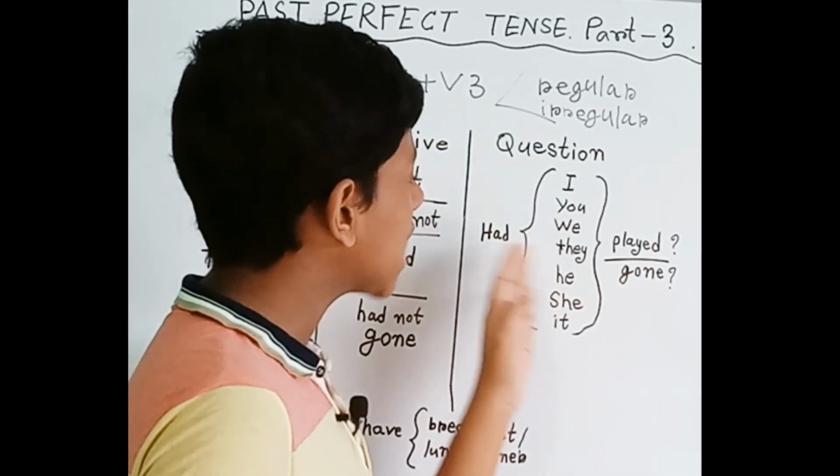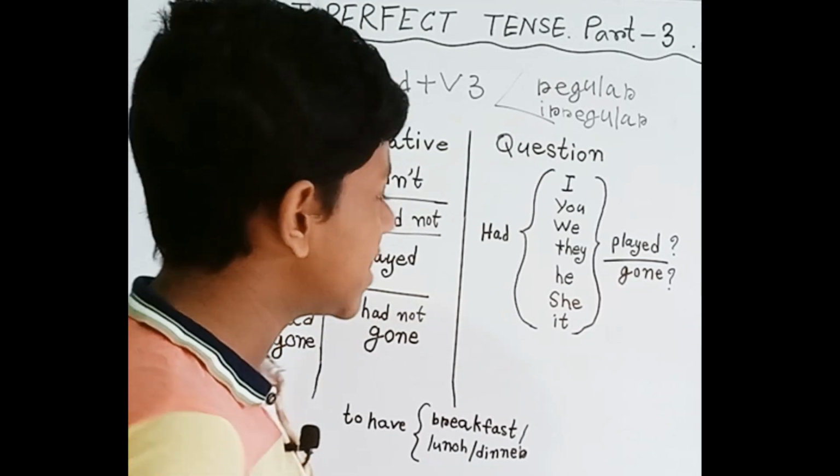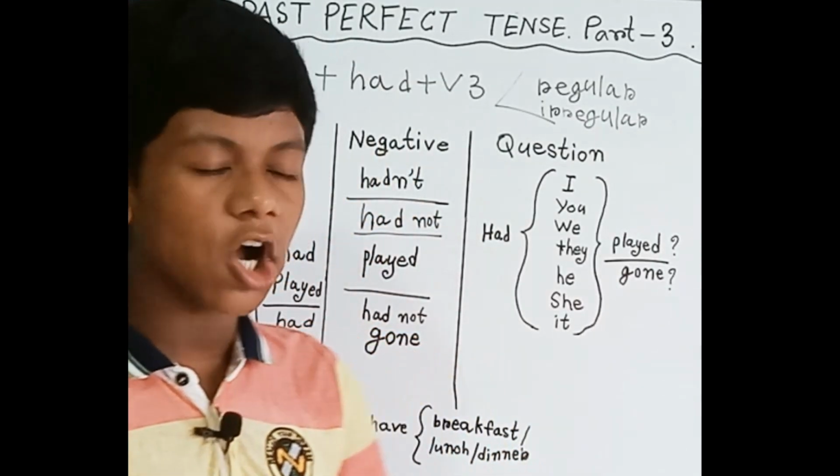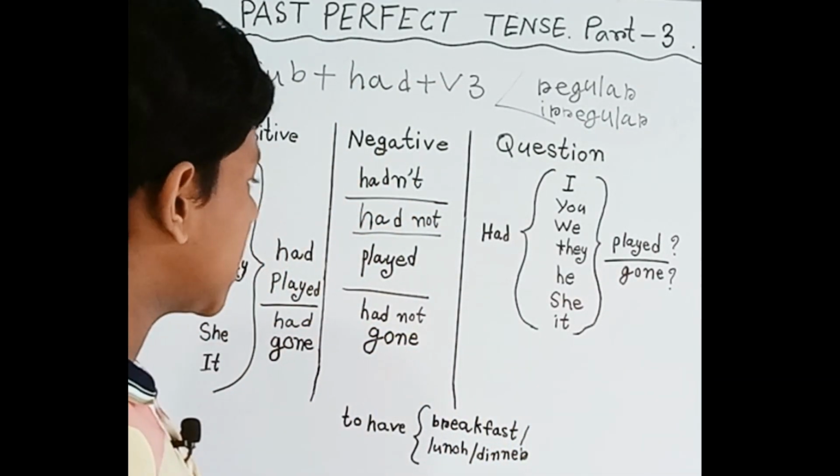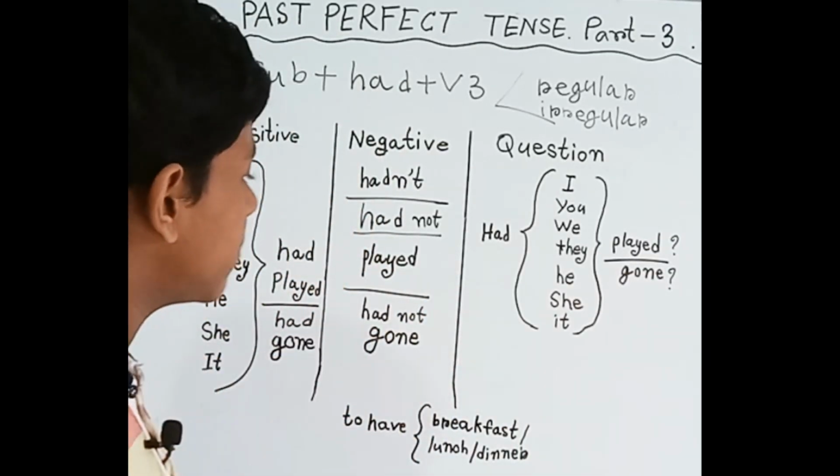Let's speak with irregular ones. Had I gone, had you gone, had we gone, had they gone, had he gone, had she gone, had it gone. We have already got it. So these are the main forms.